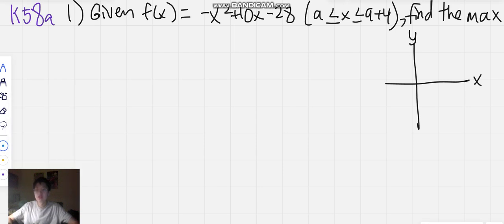I would first try to convert this into vertex form so we can graph it, so we can see what the function that we're working with looks like. So I hope we know how to put something in vertex form.